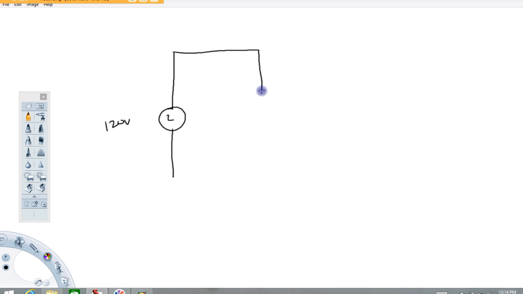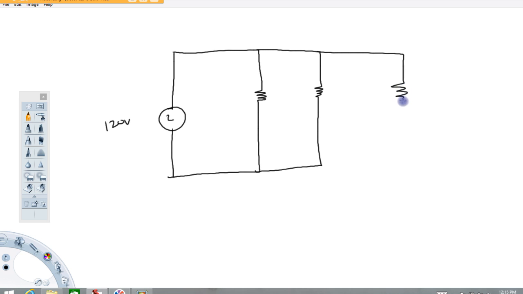Now, in place of that light bulb, I'm going to put a resistor because the light bulbs have resistance. So this is just a generic symbol for resistance. You would put this symbol here, whether it's a light bulb or a radio or a toaster. Okay, and then we have a second bulb and a third bulb. So here's the picture, just kind of copied from the problem.